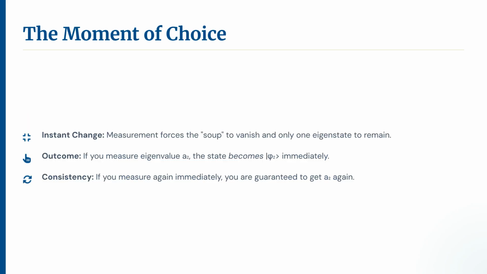The moment of choice is instantaneous. Measurement forces the mixed state to collapse, leaving only one eigenstate. If you measure eigenvalue a2, the state becomes its corresponding eigenstate immediately. A subsequent immediate measurement will yield the same result.